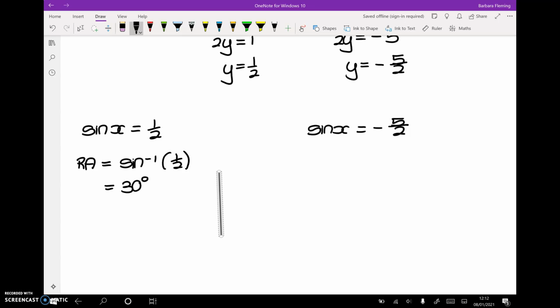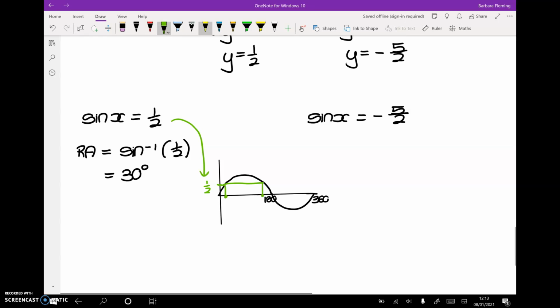So let's draw our sine graph to find all of our solutions. So sine graph starts at 0, goes up, comes back down at 180, comes back around at 360. So it's just the 180 and the 360 that you can think about. It's positive 1/2, so we're looking at this part of our y-axis. That's our answer. So we're going to have this answer in here and this answer in here. Those are going to be our two values for x.